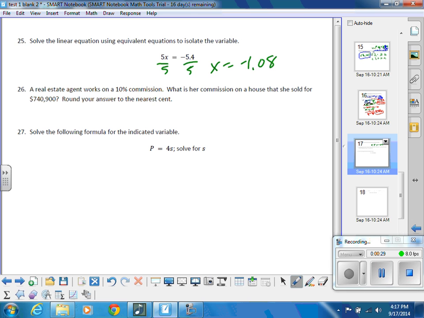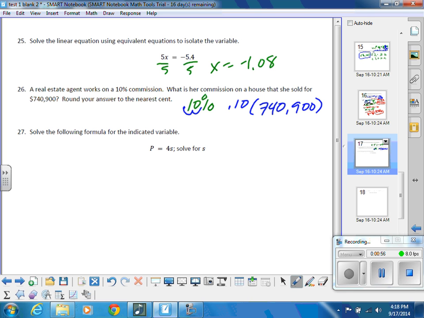An estate agent works on a 10% commission. I'm going to take that 10% and make it a decimal, because I want to figure out the commission on a house that sold for $740,900. So I take this 10% and make it 0.10. Okay? So now 0.10 is a decimal. I multiply that by 740,900.